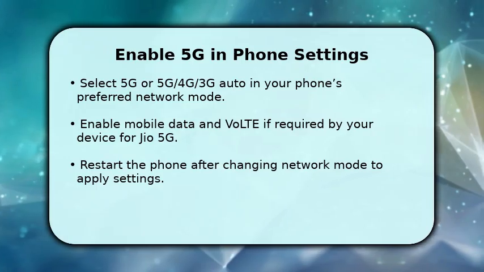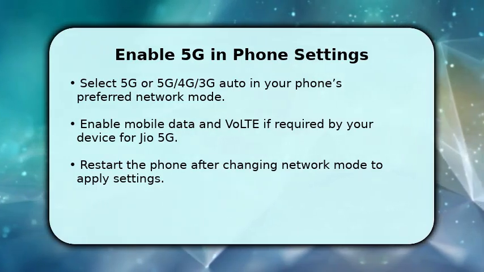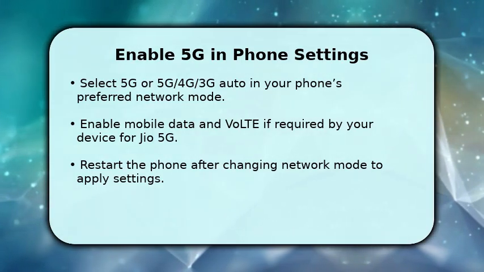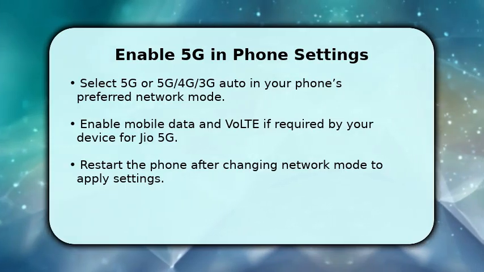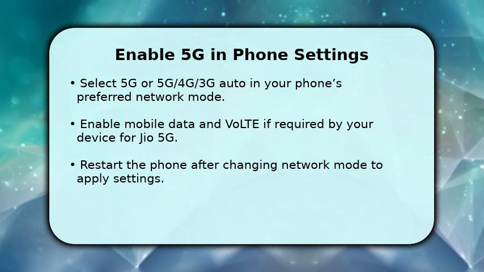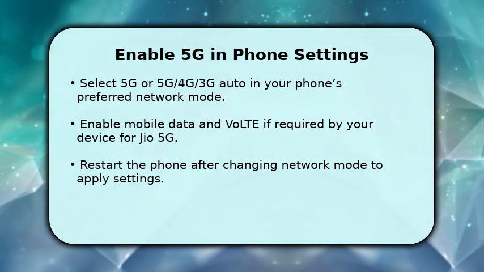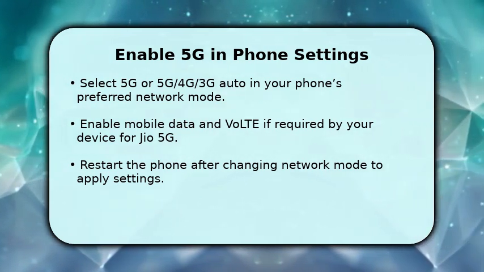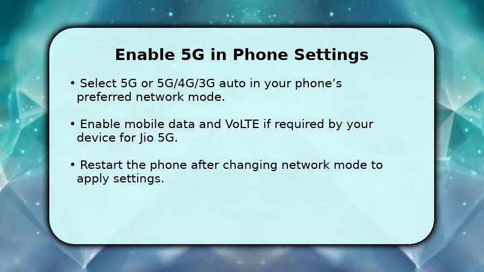Turn on VoLTE or Enhanced 4G LTE if your device lists that option. After changing these network settings, restart your phone to force the network registration and apply 5G. After restart, check the status bar for the 5G or 5G plus network icon.